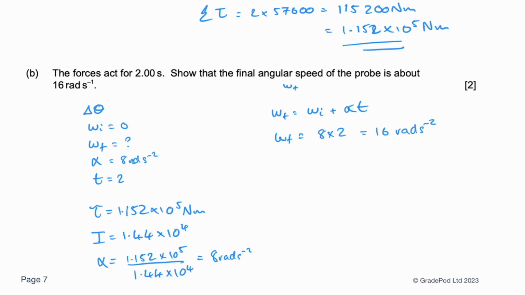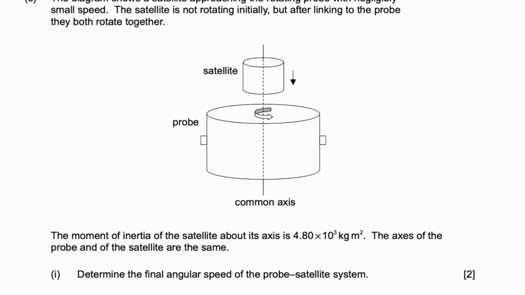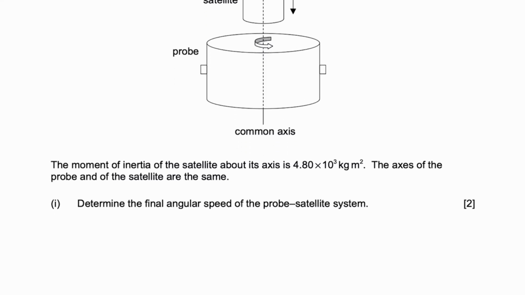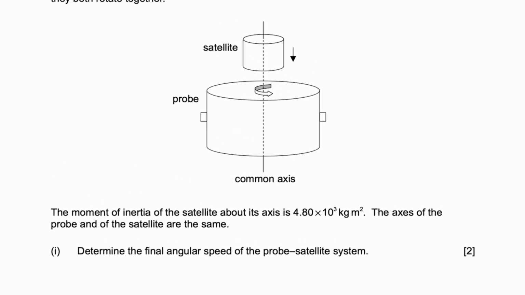B. The diagram shows a satellite approaching the rotating probe with negligibly small speed. The satellite is not rotating initially, but after linking to the probe, they both rotate together. The moment of inertia of the satellite about its axis is 4.8 times 10 to the 3. The axis of the probe and the satellite are the same. Determine the final angular speed of the probe-satellite system.